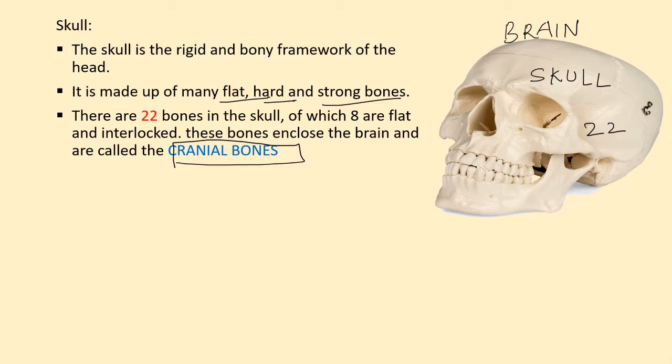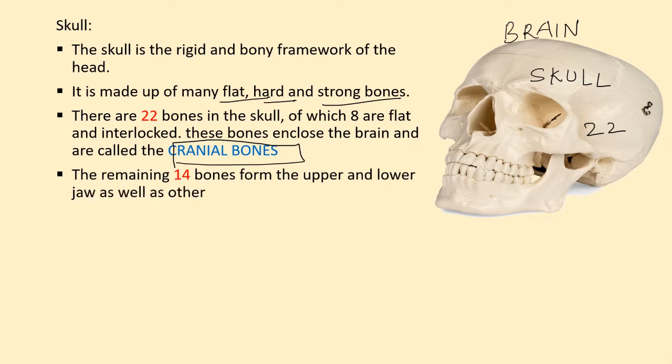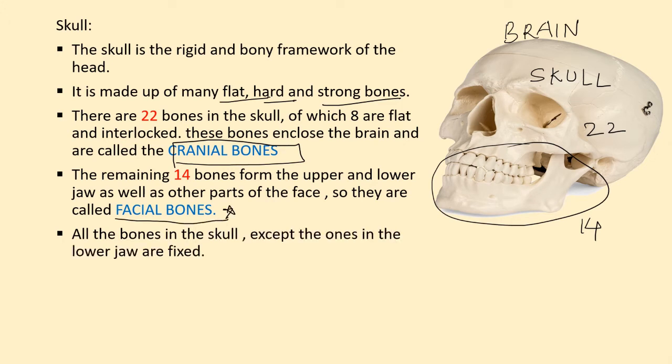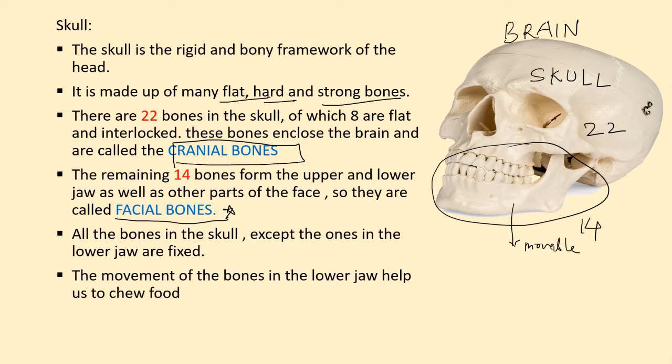This is an important term. Cranial bones. The remaining 14 bones form the upper and lower jaws, as well as other parts of the face. So they are called facial bones. All the bones in the skull except the ones in the lower jaw are fixed. The movement of the bones in the lower jaw helps us to chew food and also helps us to speak. The skull bone protects the brain, eyes, tongue and internal ears.